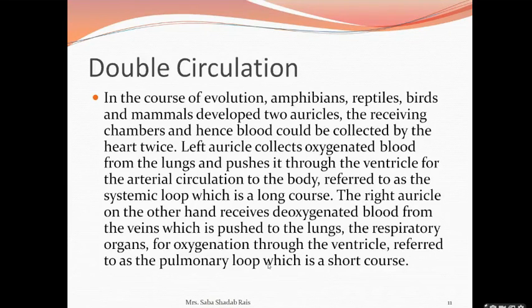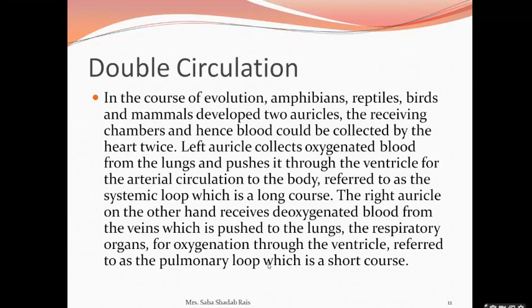So what will happen, the left auricle will collect the oxygenated blood from the lungs, and then thereafter it is going to push through the ventricle. Now I told you the main pushing pump is situated in the ventricle region of the heart. So it pushes through the ventricle for the arterial circulation to the body, which is referred to as the systemic loop, or you can say the systemic circulation.